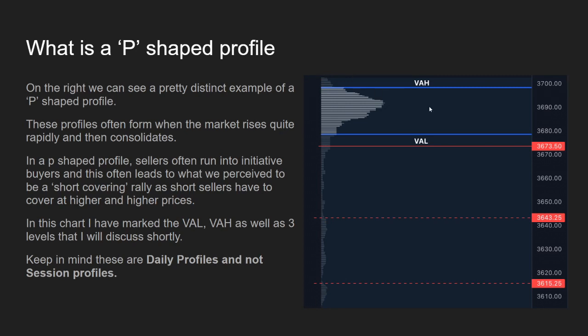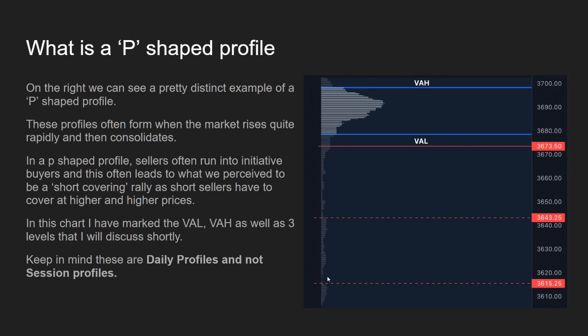You can see that I've written here, these profiles often form when the market rises quite rapidly and then consolidates. So we can see there's been quite a distinct lack of volume on these lower tails, and we have quite a big distribution at the top.